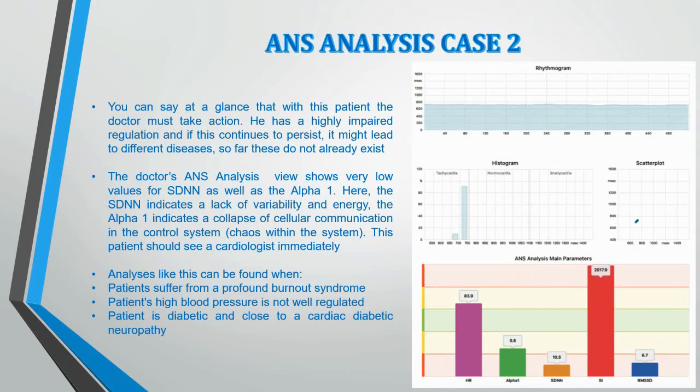He or she has a highly impaired regulation capability, and if this continues to persist, this might lead to different chronic and acute diseases, even though thus far they do not exist. If we look closer at the SDNN and alpha 1 value, whereby the SDNN indicates a lack of variability and energy, and the alpha 1 indicates a collapse of cellular communication in the control system, we immediately see that this patient should see a cardiologist immediately because it does not look well at all.